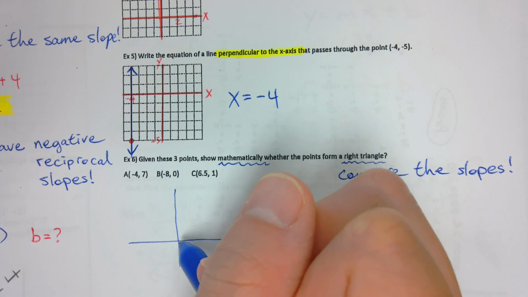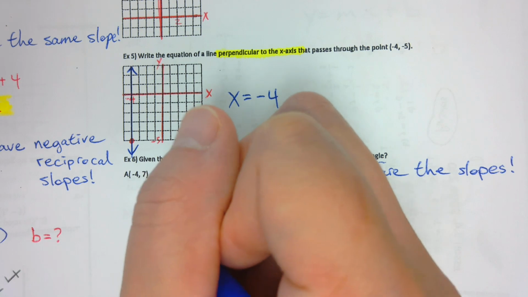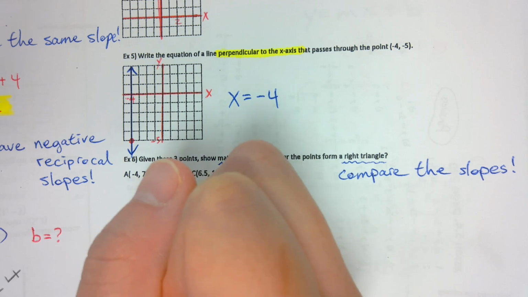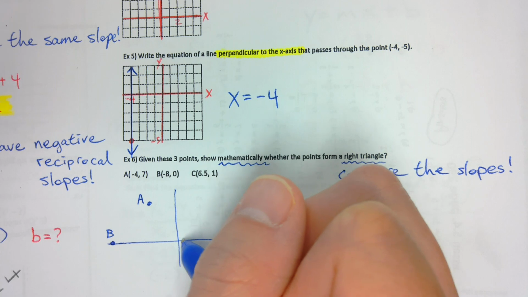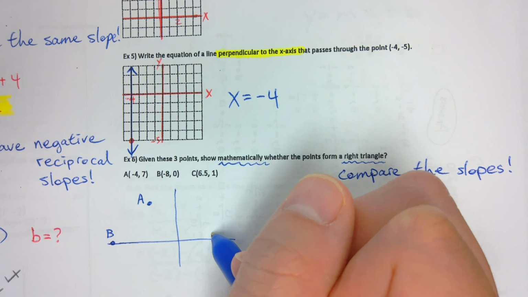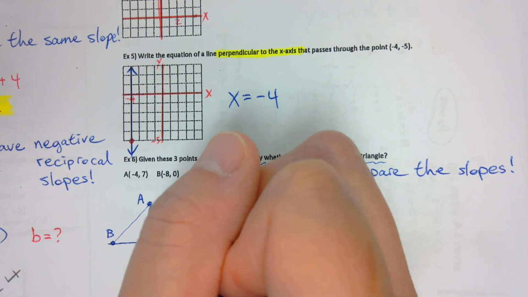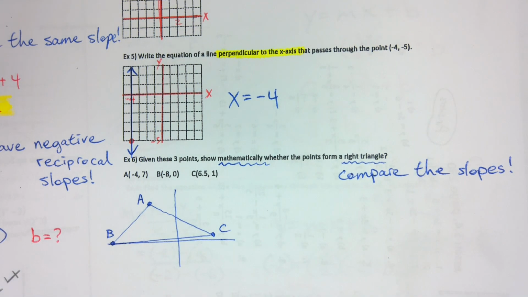So for example, -4 and 7 is up here. That's A. -8 and 0. Okay, that's B. And then 6.5 and 1, 6.5 and 1. All right, that's C right there. So if I draw my triangle, which angle looks like it's the 90-degree angle? First one? A, yeah.